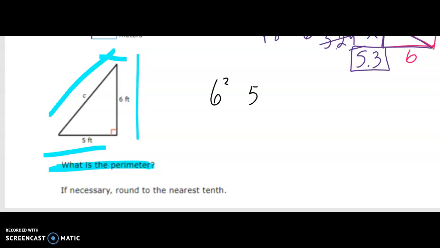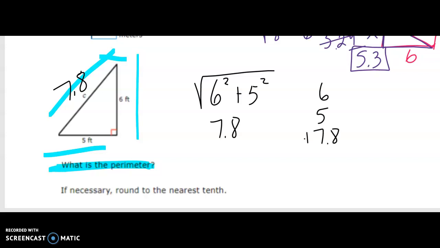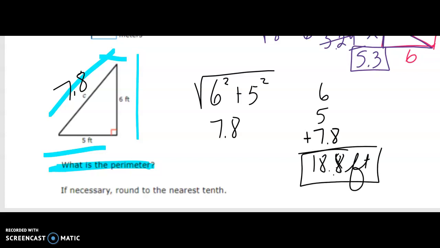So we're going to square them, we're going to add them, and we're going to take the square root of them. So the square root of 6 squared plus 5 squared, round to the nearest tenth, so 7.8 is that. That is not the answer, that is just the hypotenuse. So we're going to do 6, 5, and 7.8. We're going to add them together, 18.8 feet. We did it.